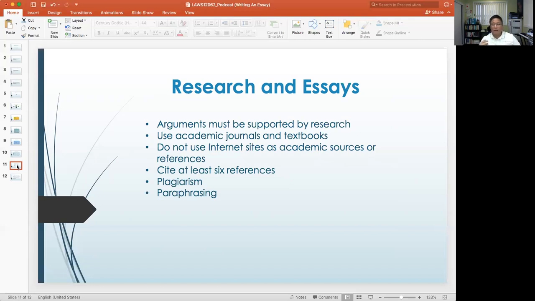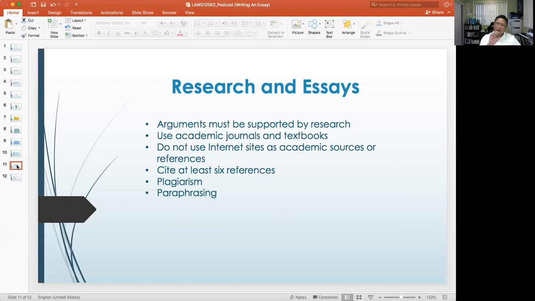Now, in general, in university assessments pertaining to essays, you should be using academic journals and textbooks in support of your essays. In the context of law, you might use legislation and statutes or even case law. But in general, if it's a broad topic that you're writing about, use academic journals and academic textbooks. Now, do not use internet sites as academic sources of references. So you shouldn't be using Wikipedia, because Wikipedia is not authoritative.